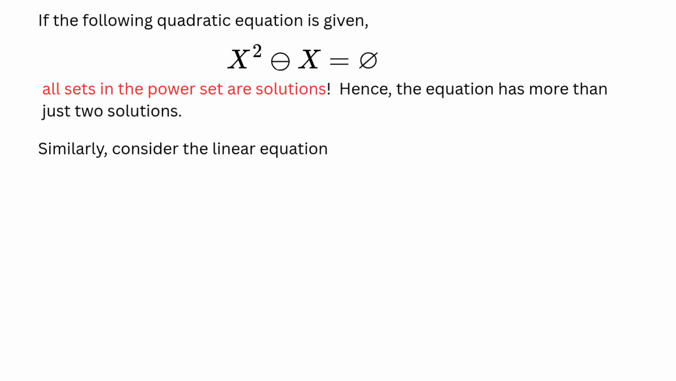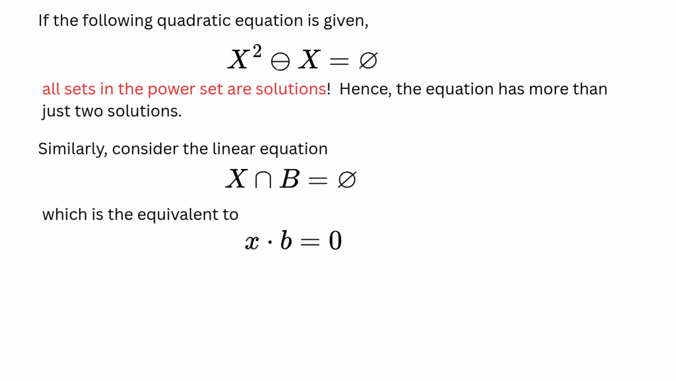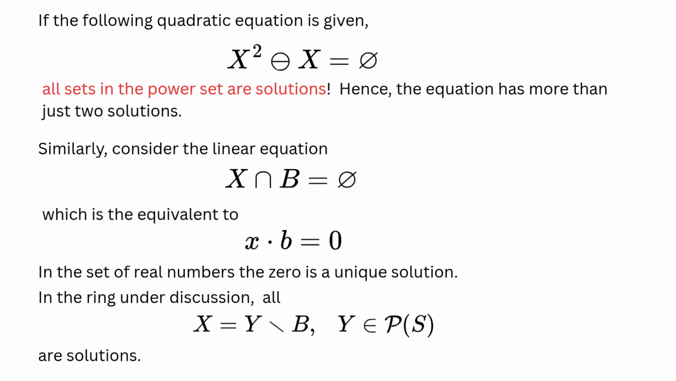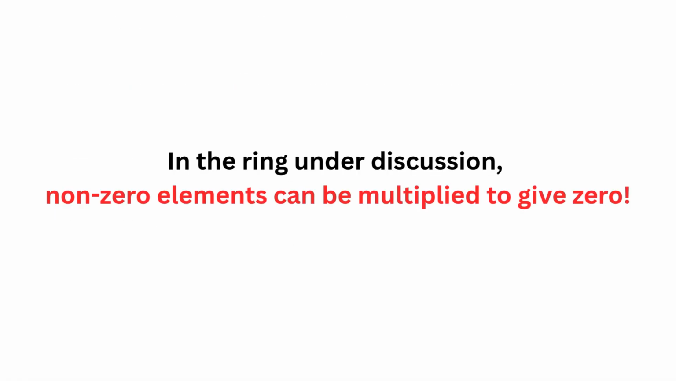Similarly, consider the linear equation, which is equivalent to x times b equals 0 for real numbers. In the real numbers, the latter equation has a unique solution, and this is the 0. However, for the ring under discussion, there are many other solutions besides the empty set. Any non-empty set that has no common elements with B is a solution. Let me state the result with simple words. Non-zero elements can be multiplied to give 0.